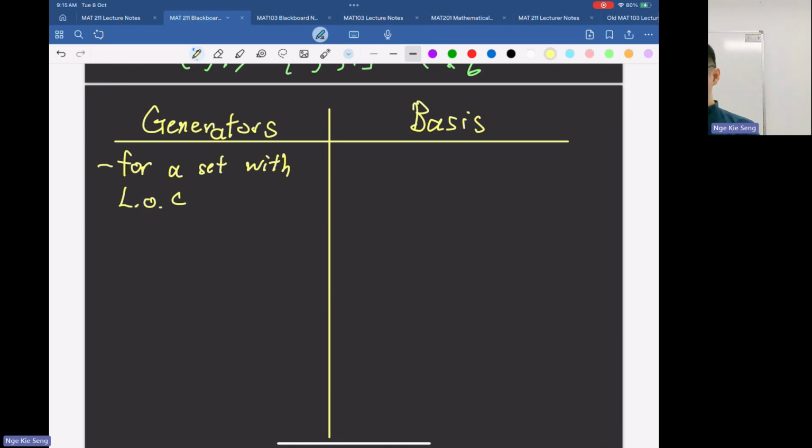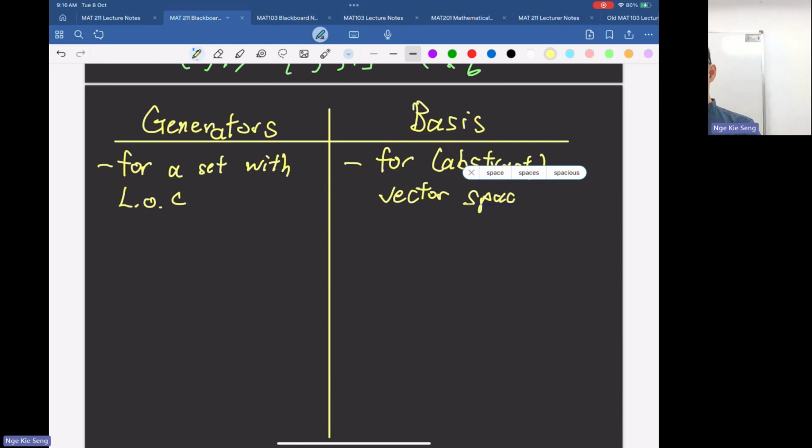But basis we usually only keep for vector spaces, any abstract vector spaces, not just Rn. And then what's the difference? How they build the spaces. So in generators, what do you do? What does it mean to generate the group?